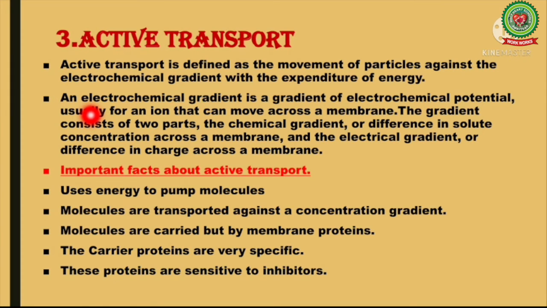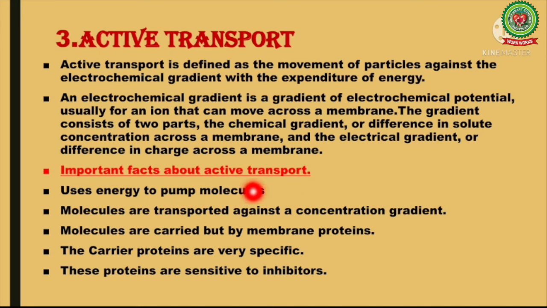Now, what is electrochemical gradient? An electrochemical gradient is a gradient of electrochemical potential, usually for an ion that can move across a membrane. The gradient consists of two parts: the chemical gradient or difference in solute concentration across a membrane, and the electrical gradient or difference in charge across a membrane.